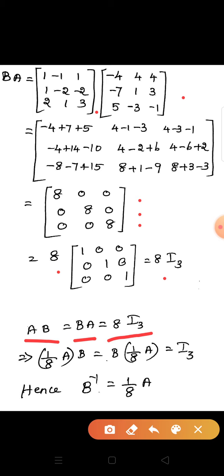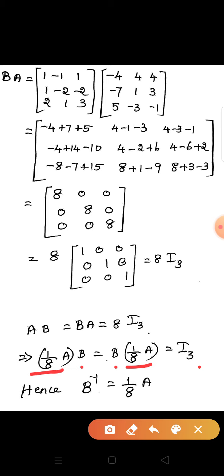What do you understand, ma'am? AB is equal to BA is equal to 8 into I3. First we divide by 8 on AB and BA. So 1 by 8 into A with B equals B into 1 by 8 into A equals I3. Now, do you understand? 1 by 8 into A, into B, and B into 1 by 8 A, is equal to I3. This is the inverse.